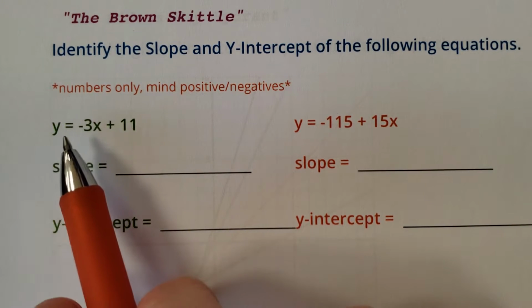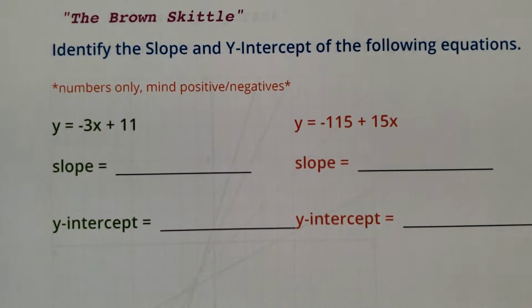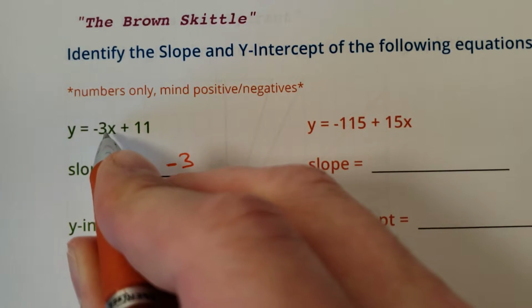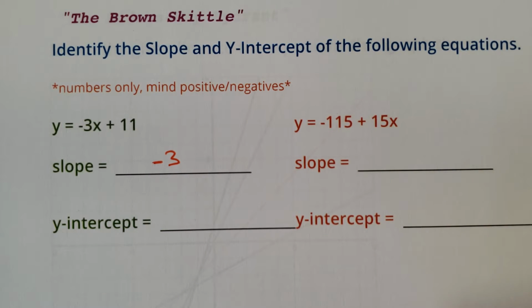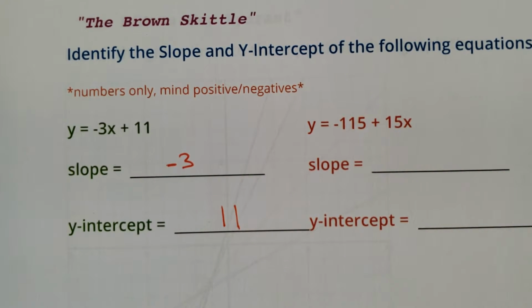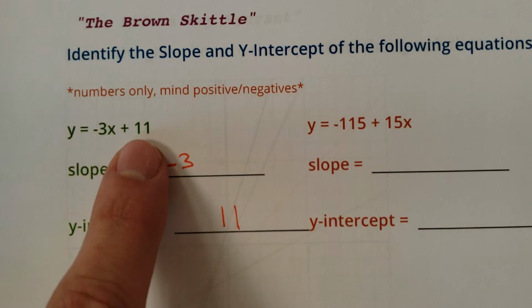Here we go. We have y equals 3x plus 11. The slope is going to be the 3. Remember, slope is always connected to the x value when it's in slope-intercept form. And then the y-intercept is just the number that's all by itself. There it is, all by itself.